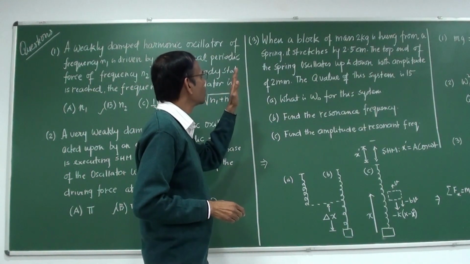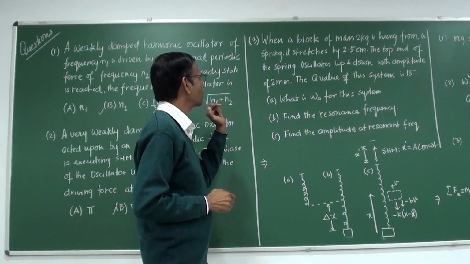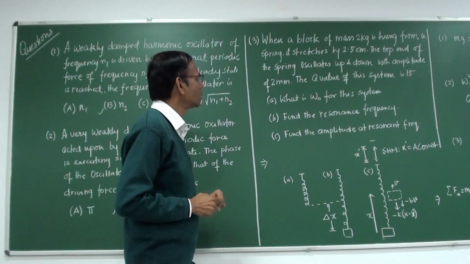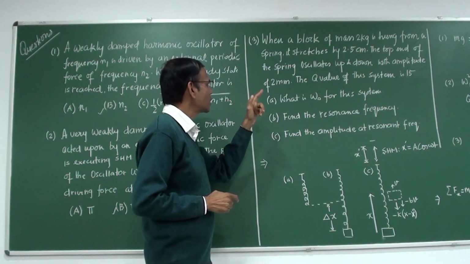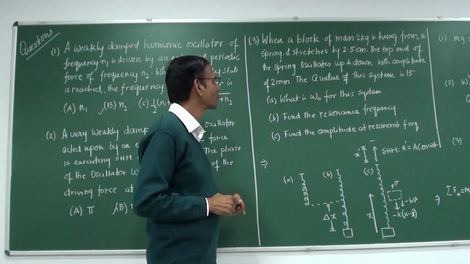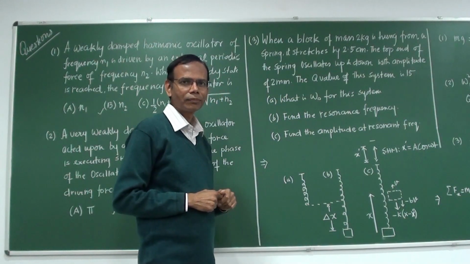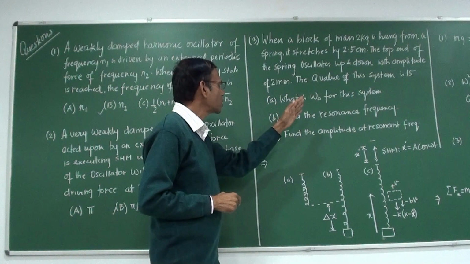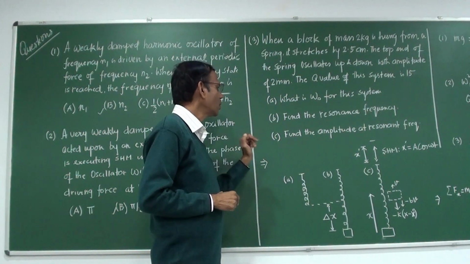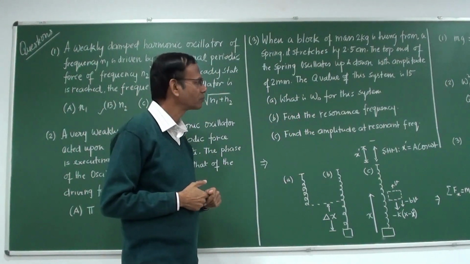When a block of mass 2 kg is hung from a spring, it stretches by 2.5 centimeter. The top end of the spring oscillates up and down with amplitude of 2 millimeter. The Q value of this system is 50. What is the omega 0 for this system? Find the resonance frequency, find the amplitude at resonance frequency or omega 0, whatever it is.